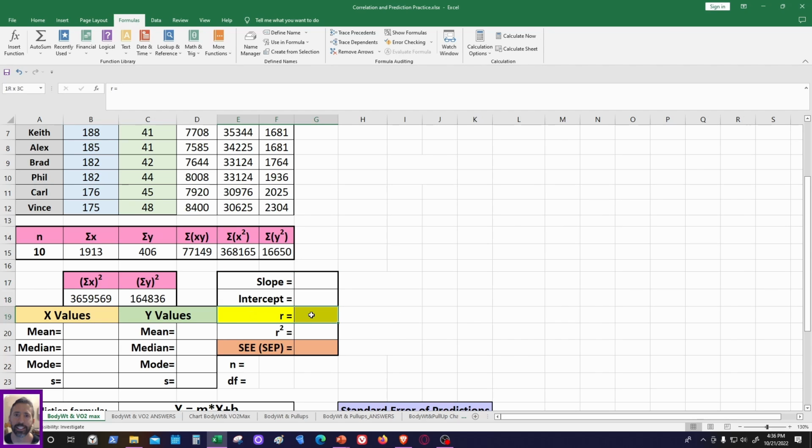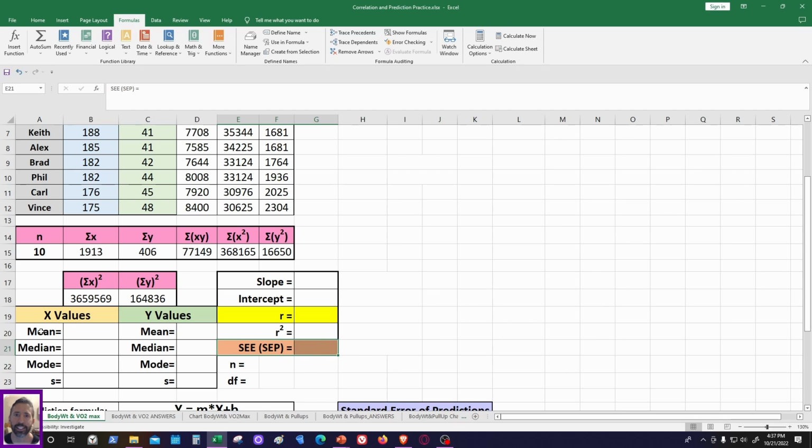We're going to go ahead and calculate our R value. We're going to go ahead and calculate our coefficient of determination, which is our R squared. And then the standard error of the estimate, or the standard error of prediction, that kind of goes hand in hand with our linear regression and our prediction formula. So we're going to come back to this one also in just a little bit.